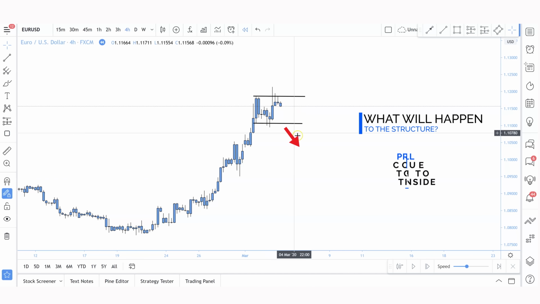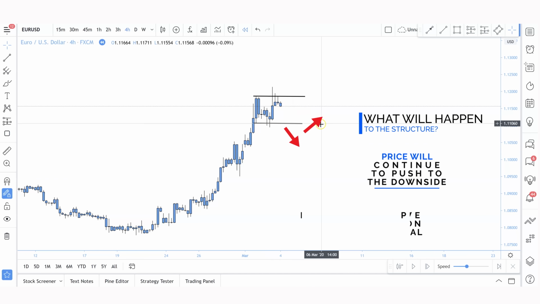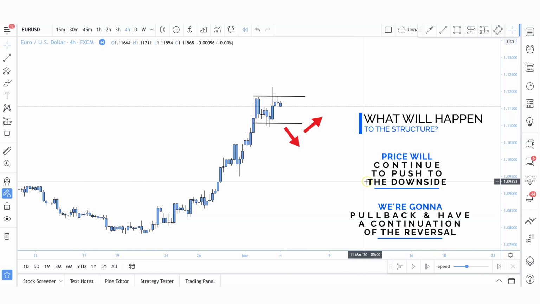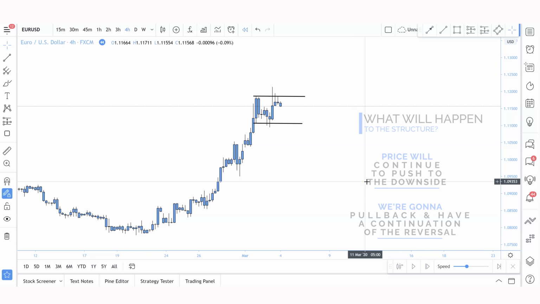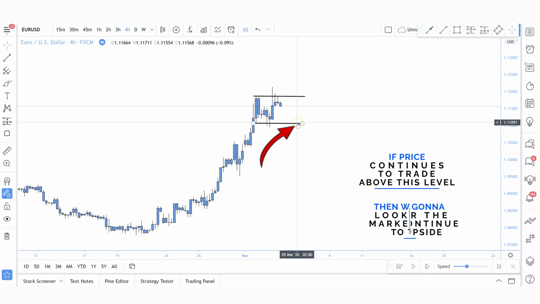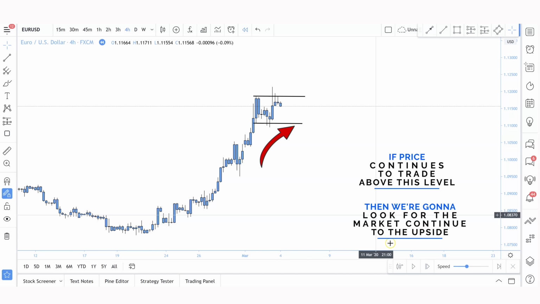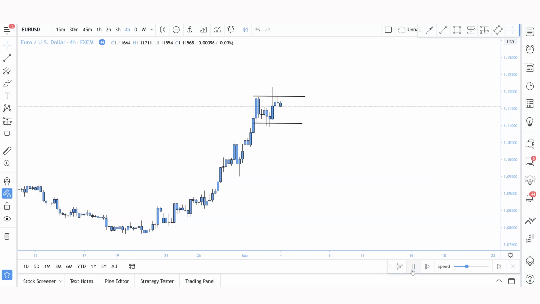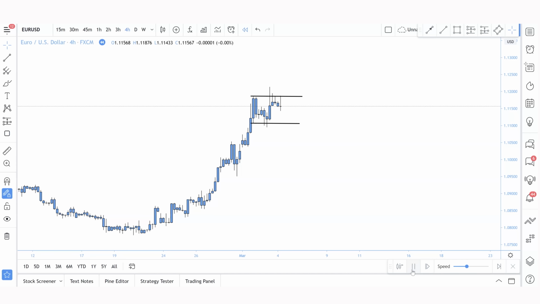So one of two things is going to happen. Price is going to continue to push to the downside. We're going to pull back and we're going to have a continuation for this reversal. Or if price continues to trade above this level, then what we're going to be looking for is for this market to continue to the upside. So now we're just waiting for that evidence and confirmation.